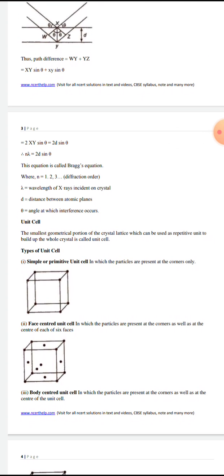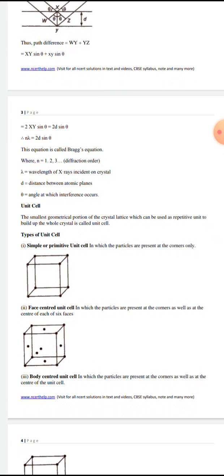So the smallest geometric portion of crystal lattice, which may be used as a repetitive unit to build up the whole crystal, is called a unit cell. And there are types of unit cell. The first is simple or primitive unit cell, in which the particles are present at the corners only.